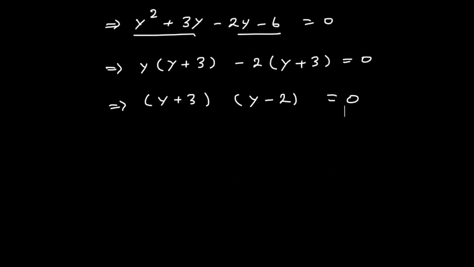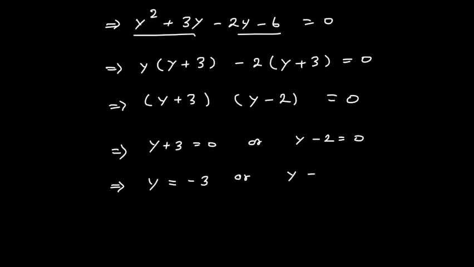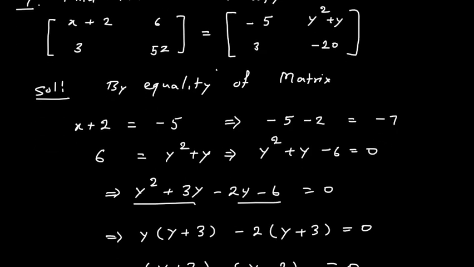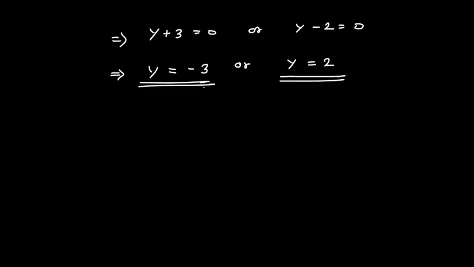So from here we will get either y plus 3 is 0 or y minus 2 is 0. So this will give us y equal to minus 3, or this will give us y equal to plus 2. So y equal to minus 3 or y equal to plus 2 is the required answer. Now third, 5z is equal to minus 20. So therefore the value of z is equal to minus 20 divided by 5, which is minus 4.